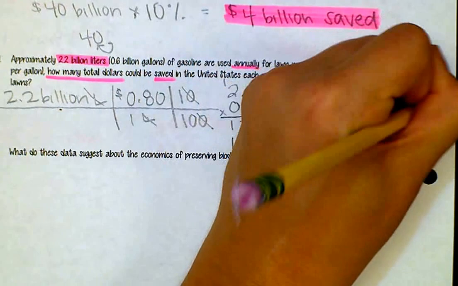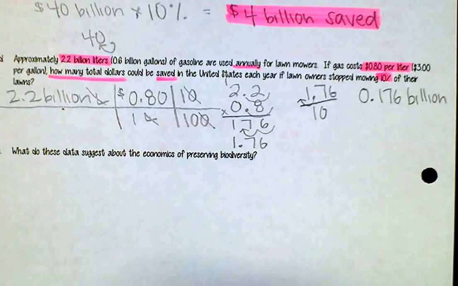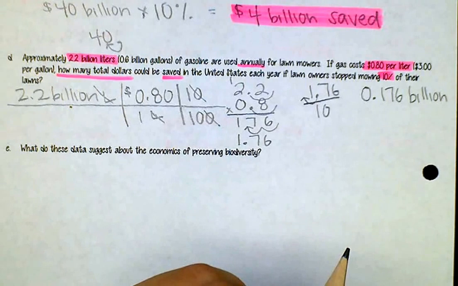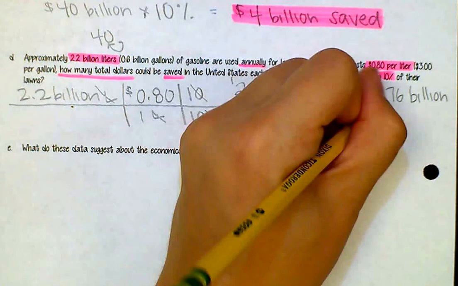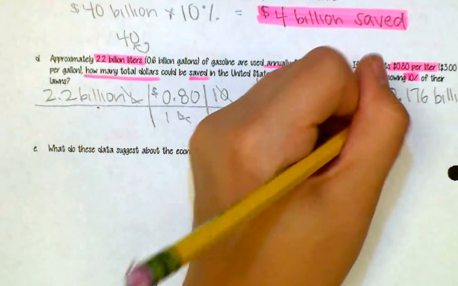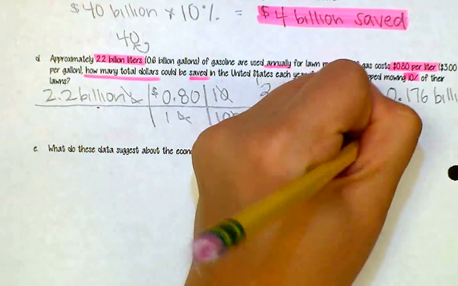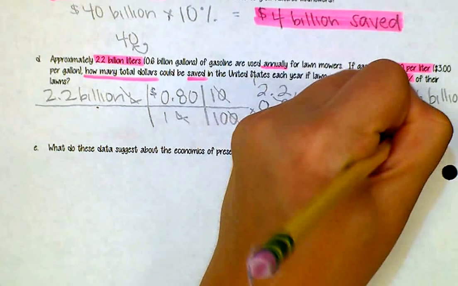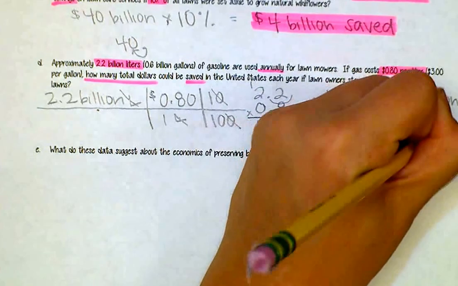Now, what comes before billion? That's going to be million. If I move the decimal place over and I don't have enough for 1 whole billion, this is going to be in the millions. So I'm going to have $176 million saved.